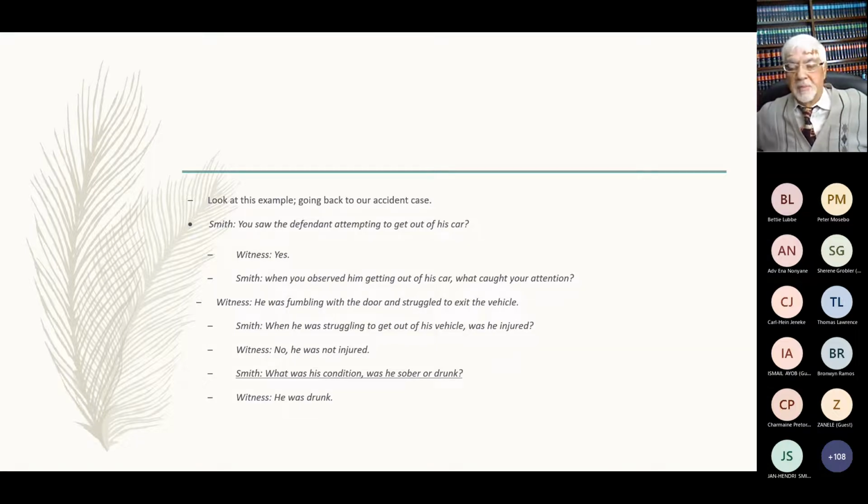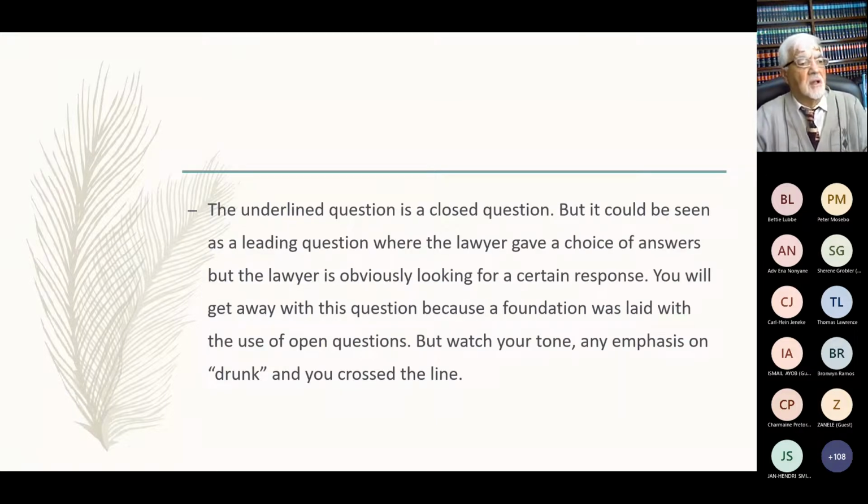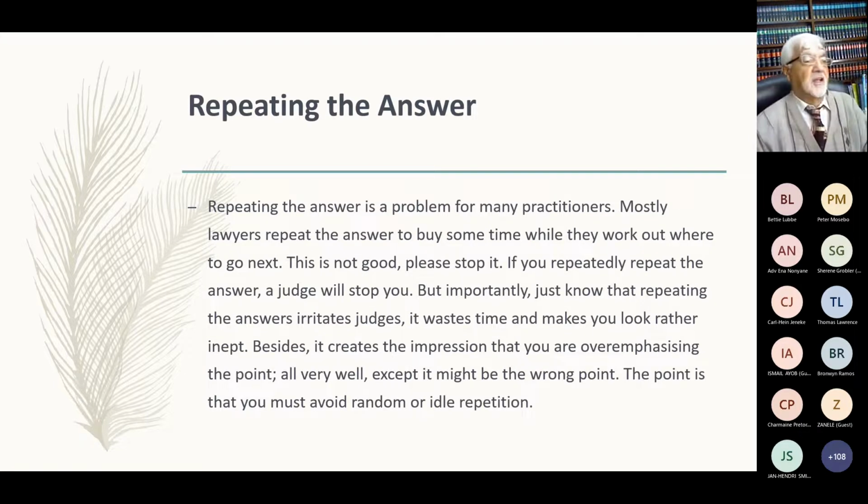Okay. But what you did is that you laid a basis that there's something wrong with the defendant. Okay, he's fumbling, he's all of that stuff. And then you say, what was his condition? Okay, sober or drunk. And now you laid a basis that's now acceptable. But if you laid the emphasis on drunk, you would have crossed the line. Okay.